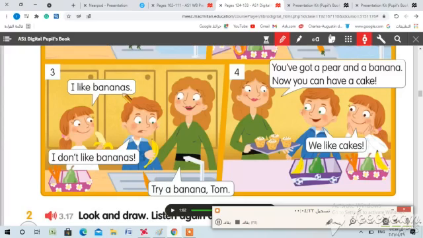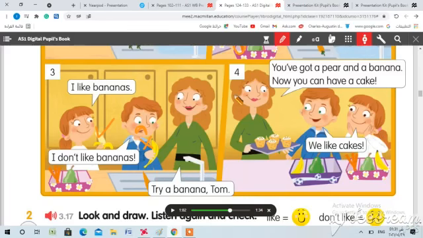I like bananas. Sarah says, I like bananas. So Sarah likes bananas, but Tom doesn't like bananas. He says, I don't like bananas. So here I have to say I don't like because he's sad. And look at his face. He's sad.